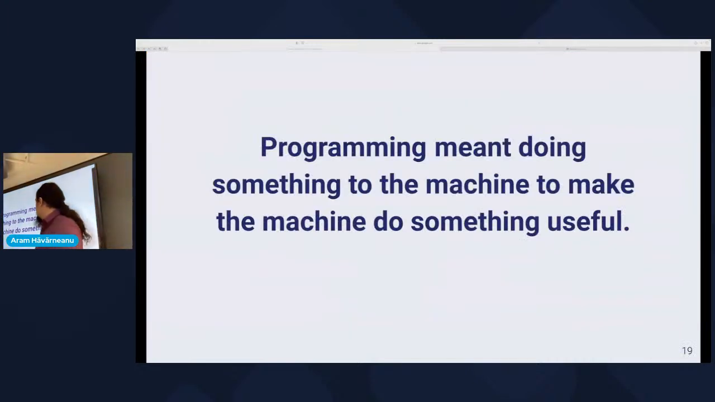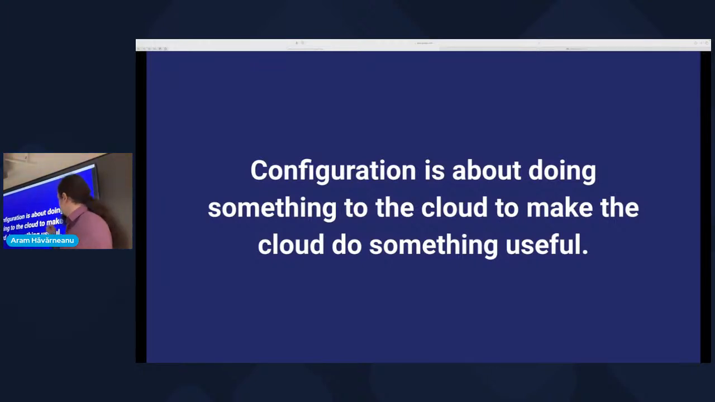Programming used to mean that we did something to the machine to make the machine do something useful. But now it means that configuration is about doing something to the cloud to make the cloud do something useful for us. And I quite like the metaphor of the cloud. I mean, what is the cloud? Cloud is just someone else's computer. But when I say cloud, of course, I mean systems in the cloud. But I really like the metaphor of cloud because it kind of makes it sound like it's a black box.